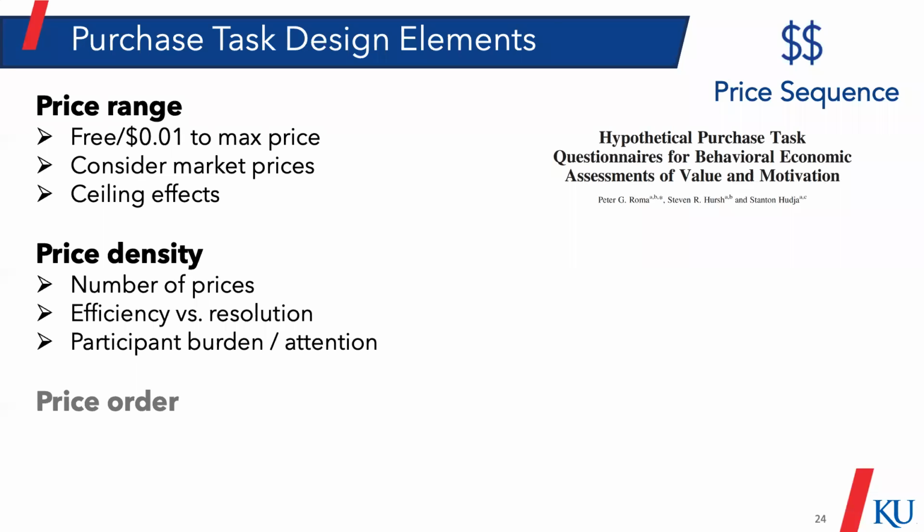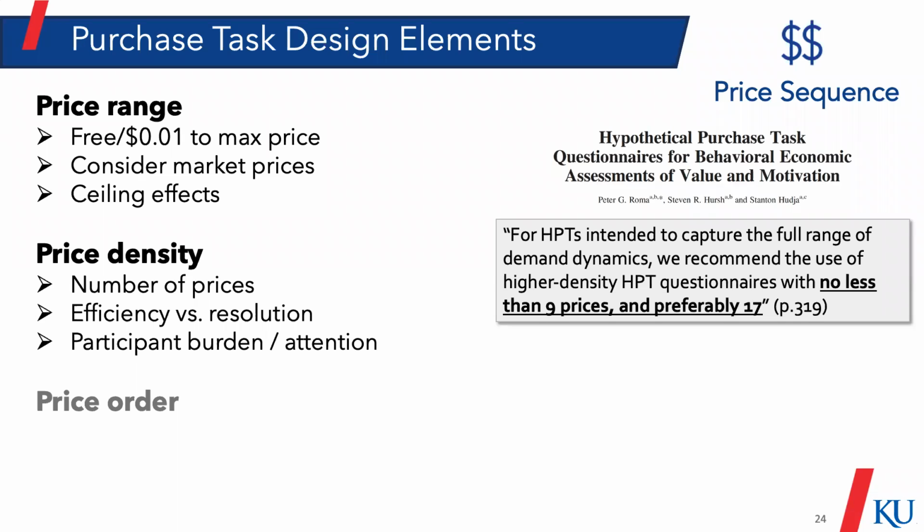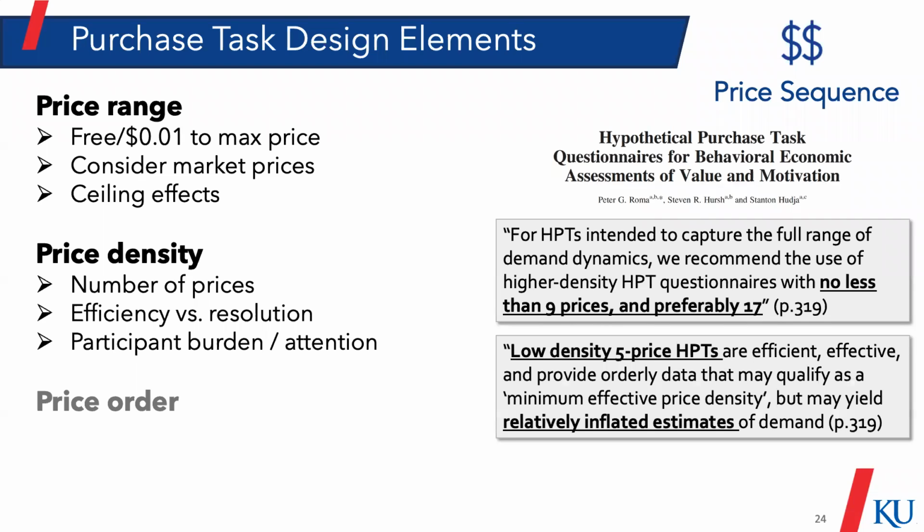This study by Pete Roma in 2016 did a very elegant series of experiments with participants looking at different price densities for different types of commodities. I definitely would encourage that you look at this, but I'm going to highlight 2 take-home points. The first is that Roma and colleagues write that for hypothetical purchase tasks, in order to capture the full range of demand dynamics, they recommend a minimum of 9 prices, but preferably around 17. That is what they determine to be the ideal price density. But if you need to go less than that, low density 5 price HPTs, hypothetical purchase tasks, were efficient, effective, and did provide orderly demand data. So they talk about this as possibly being a minimum effective price density. But part of the challenge there is that they found that they did tend to provide relatively inflated estimates of demand. So there is, again, a balance there.